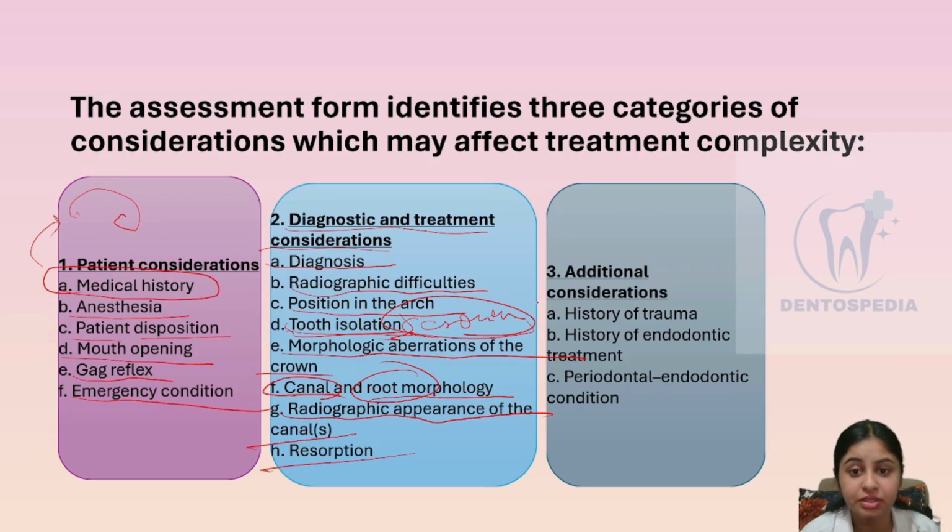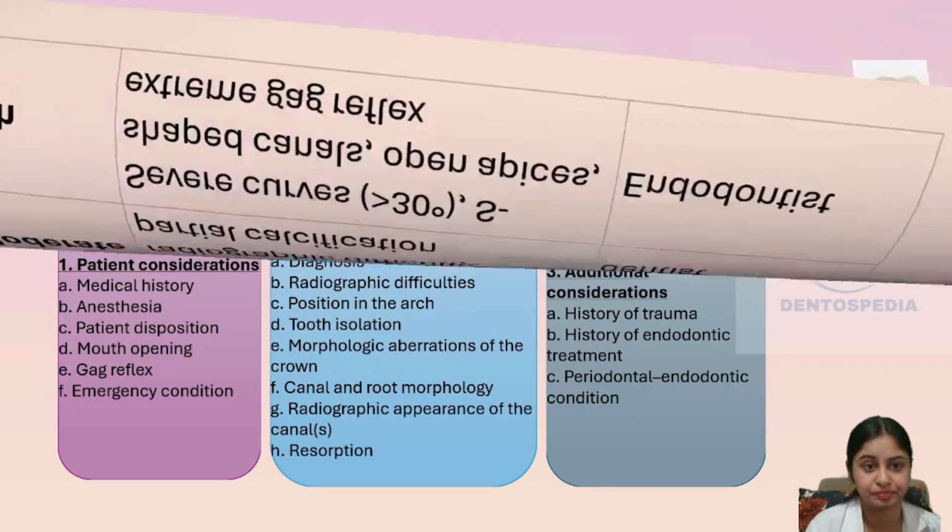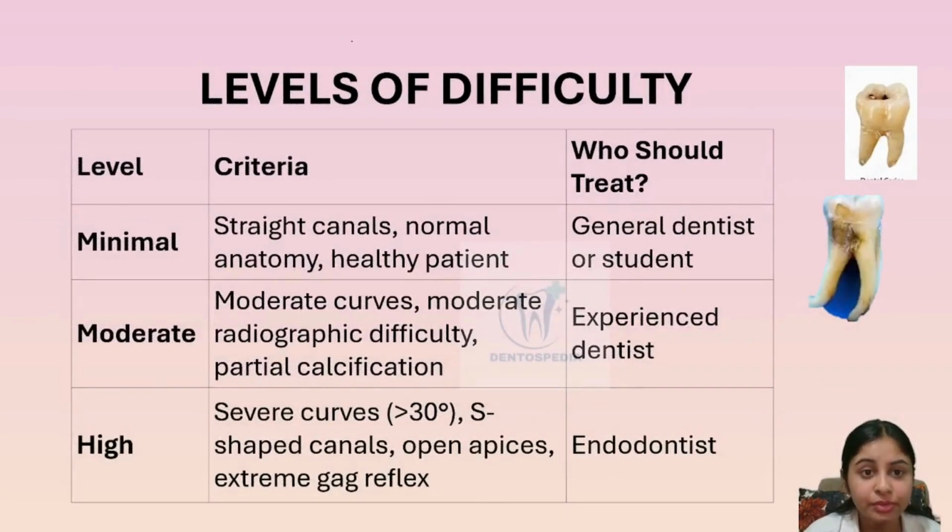Then coming to additional considerations, first is the history of trauma, history of endodontic treatment or any periodontal or endodontic conditions. So these are the categories we have to see for dividing the case into minimal, moderate or high difficulty. So coming to the level of difficulty, the level, criteria and who should treat.